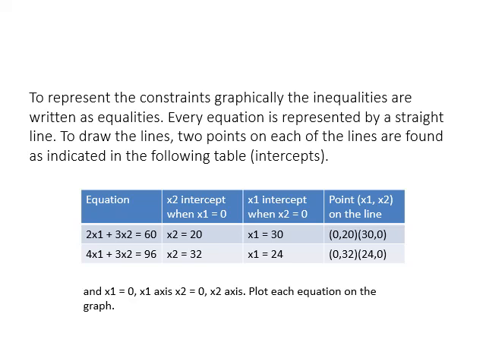Let's move to the next equation where 4x1 plus 3x2 equal 96. If x1 equal 0, then x2 equals 32. If x2 equals 0, then x1 equal 24. The points of x1 and x2 are 0, 32 and 24, 0.